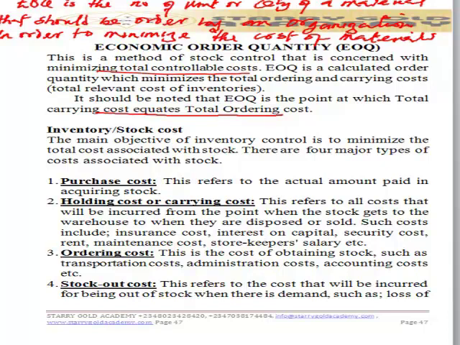Now, in determining the economic order quantity for a company or an organization, there are four major costs that are associated with the EOQ, and we need to understand the costs that are associated with inventory. There are four major types of costs associated with stock. The first one is the purchase cost. This refers to the actual amount paid in acquiring the stock. So this is what will be paid to an organization for buying an item, and it is based on the price for 1 unit times the quantity to be purchased.